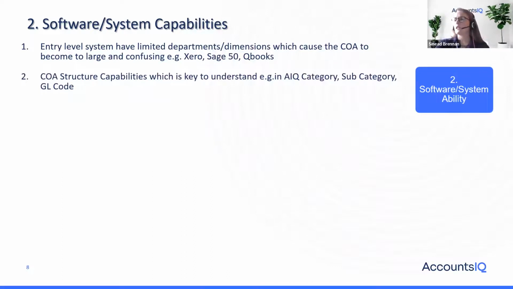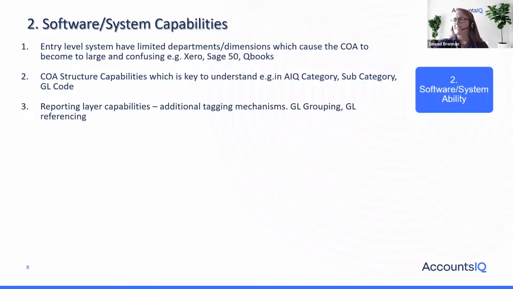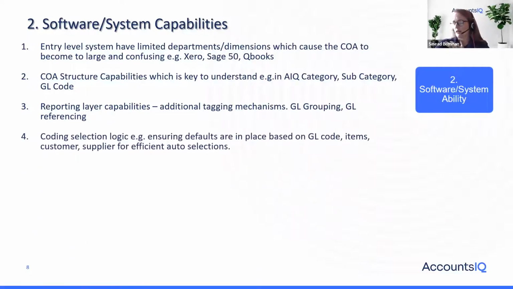Chart of accounts structure capabilities, which is key to understand. Touched on this earlier, in AIQ we have category, the basic level of reporting on the chart of accounts. I can report by category, subcategory and GL code level, and that's across our entire reporting library. So understanding that is key also. Reporting layer capabilities as well, additional tagging mechanisms. And we're going to look at a screenshot in a minute on GL grouping and GL referencing.